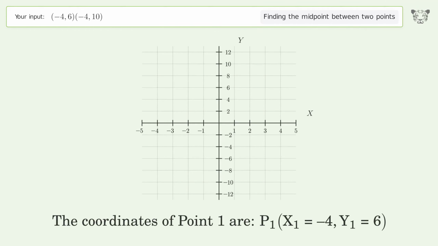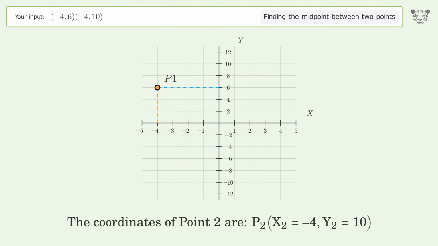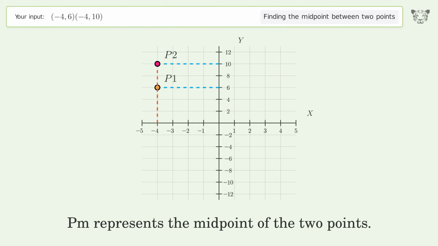The coordinates of point 1 are x1 equals -4, y1 equals 6. The coordinates of point 2 are x2 equals -4, y2 equals 10. PM represents the midpoint of the 2 points.